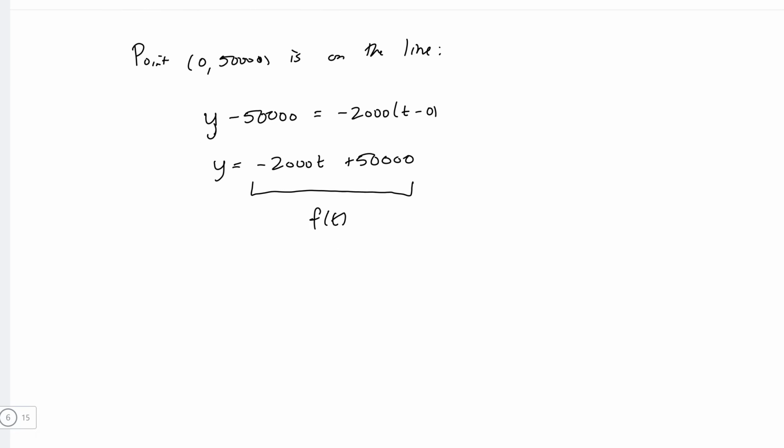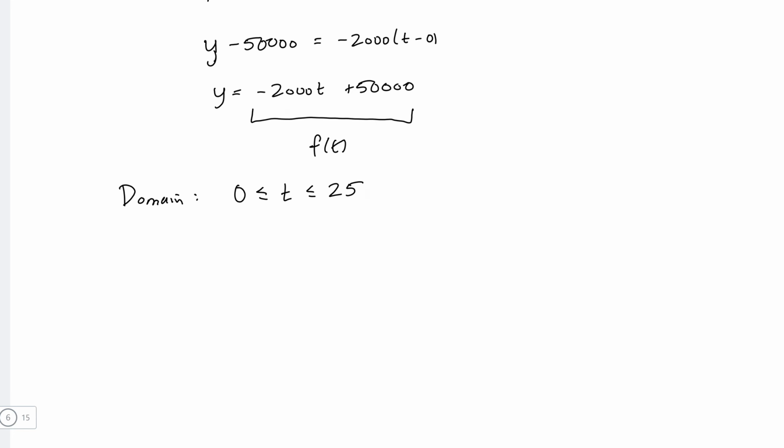Now, the domain here is what can we plug in? Well, the values we're allowed to plug in are time can be at 0, and then it goes to 25, and then the value at that point of the car is 0. We don't want to go past that. It's not going to have a negative value. And the range, well, it can have a value of 0, and it can go until we get to 50,000.